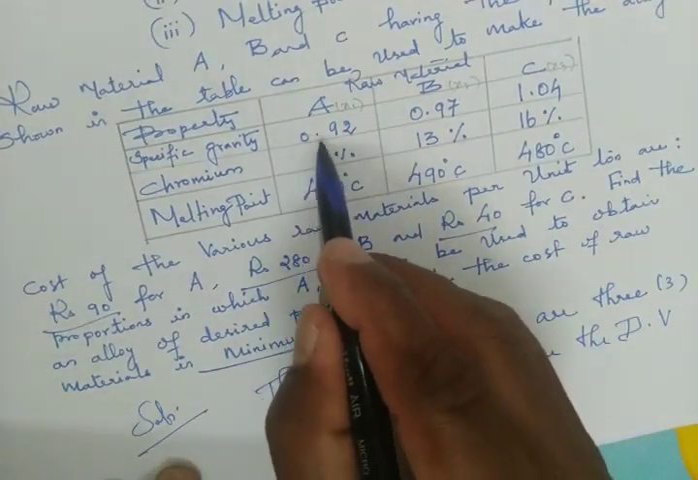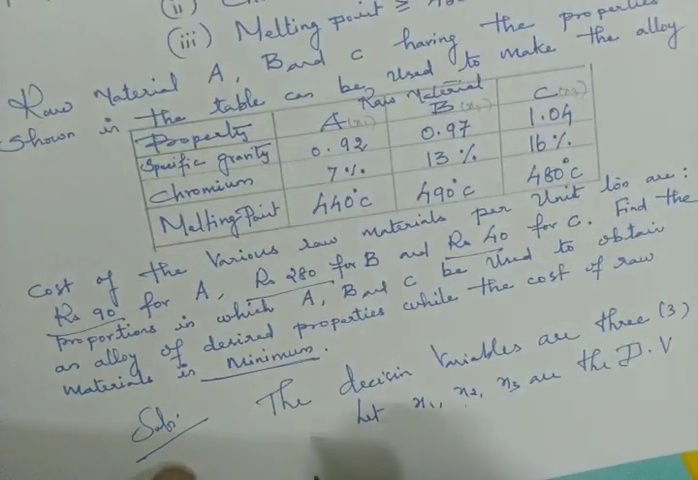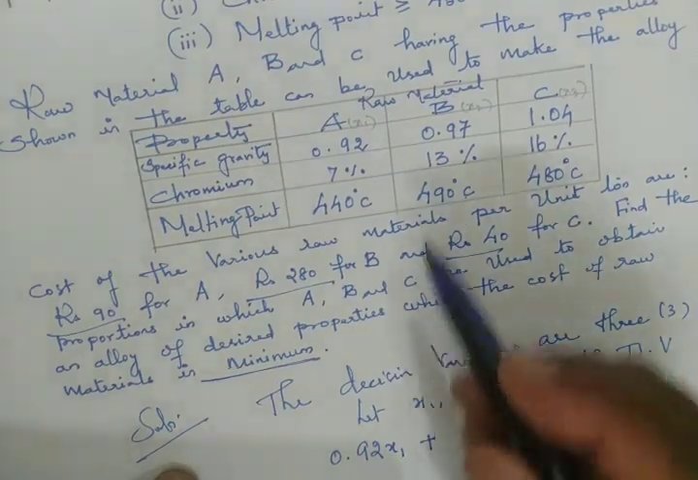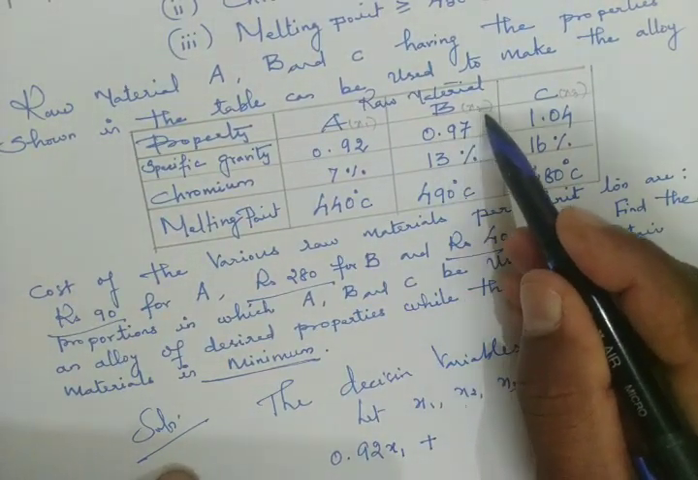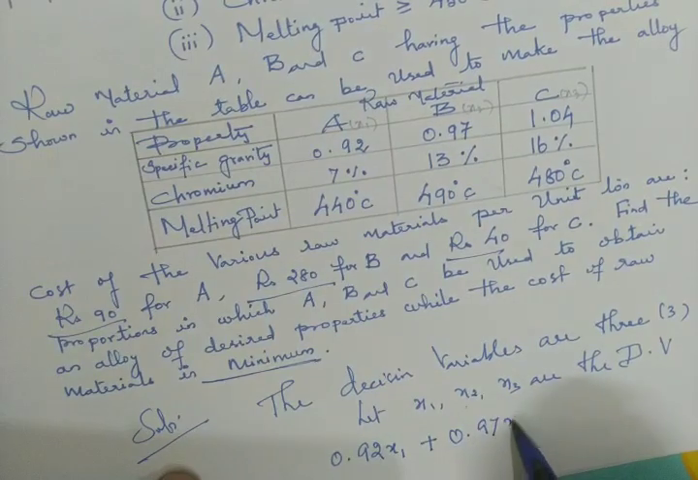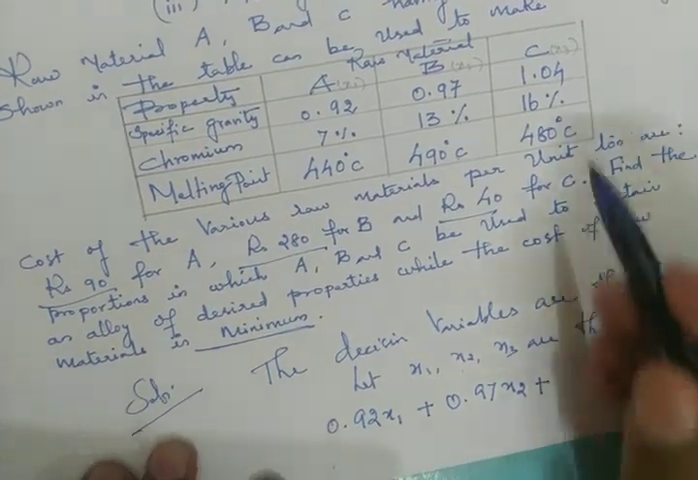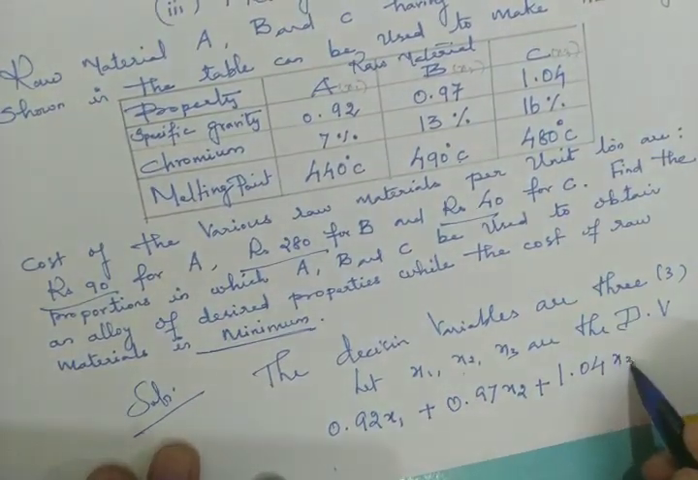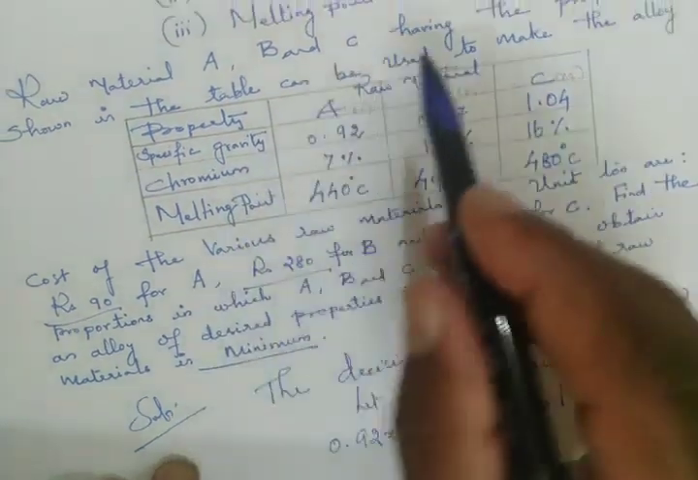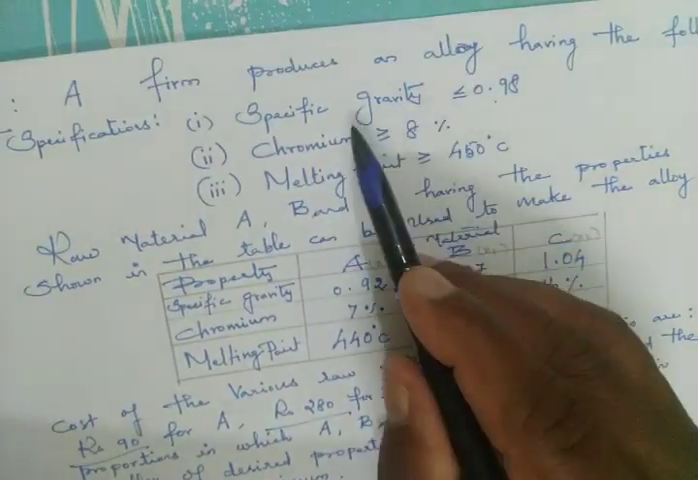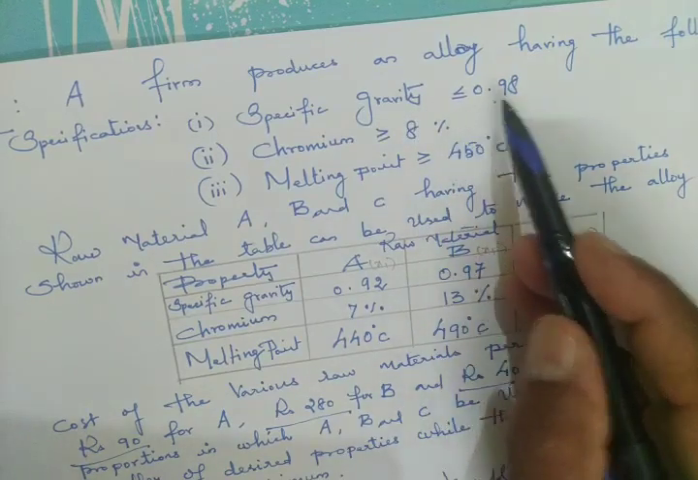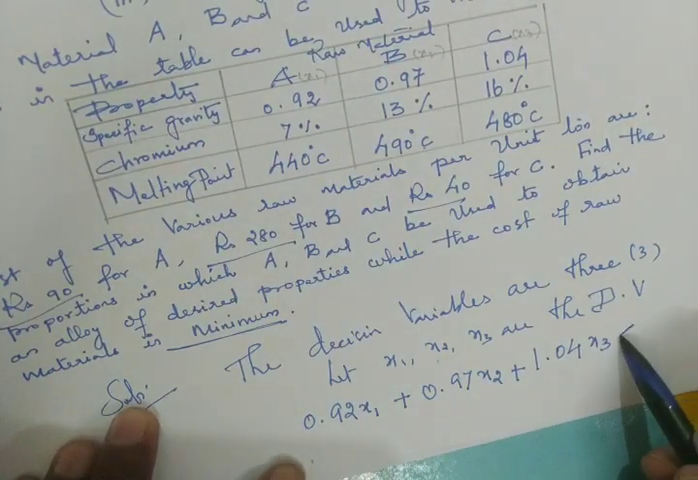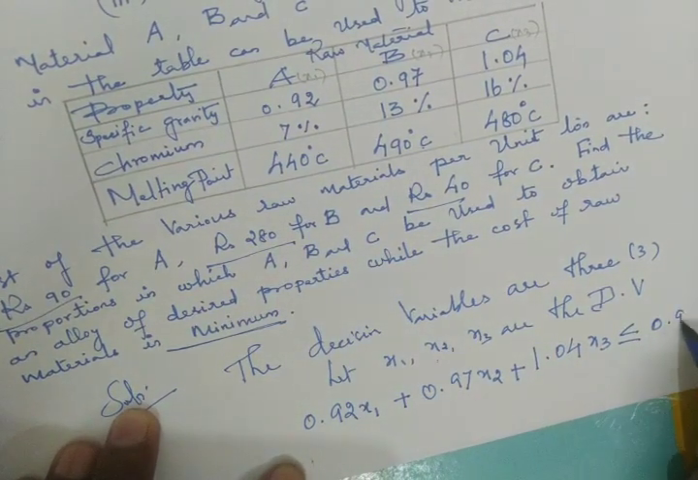Now for specific gravity: 0.92 into x1 plus 0.97 into x2 plus 1.04 into x3. The problem itself mentions specific gravity is less than or equal to 0.98. So that's the reason for the specific gravity constraint, the inequality is less than or equal to 0.98.